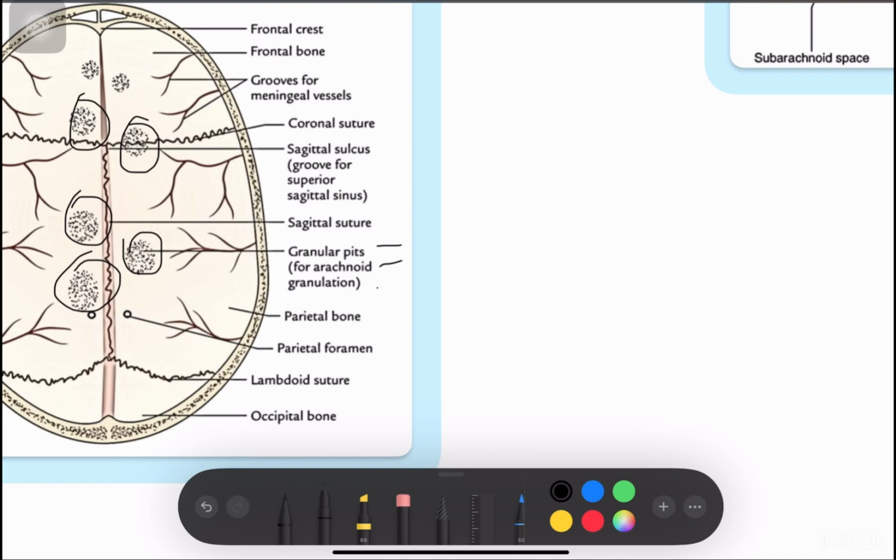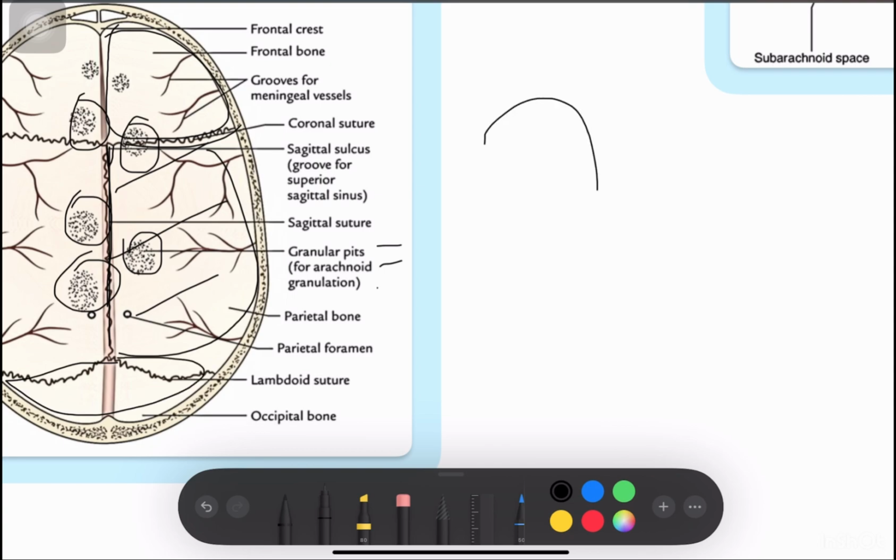So the calvaria contains, as I said, the superior part of the frontal bone, the sagittal suture, the sagittal sulcus over here, the coronal suture, and the parietal bone. This is the parietal bone and the occipital bone. All these form the calvaria or the skull cap: the frontal aspect, parietal aspect, and the occipital aspect.